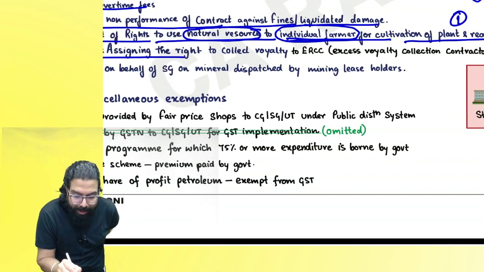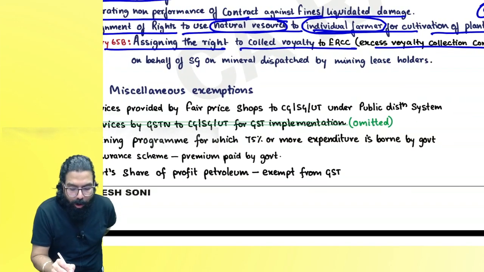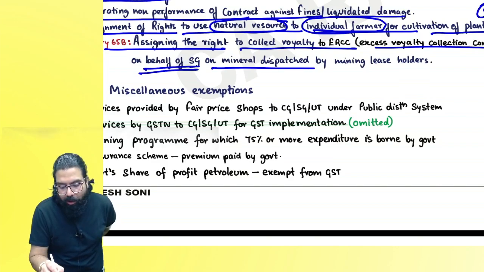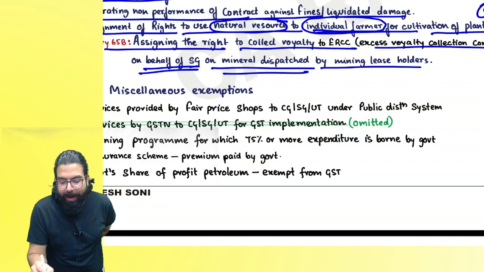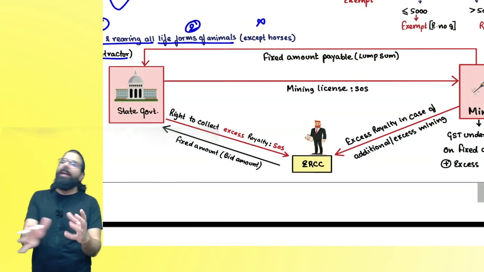Assigning of right to collect royalty to an excess royalty collection contractor on behalf of the state government on mineral dispatch by a mining leaseholder. Actually, this entry is a very detailed entry.